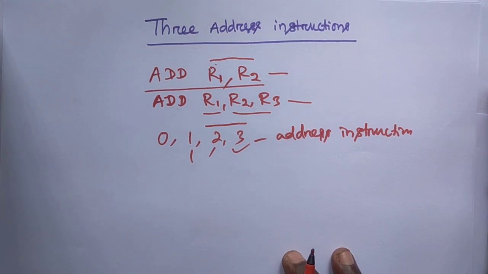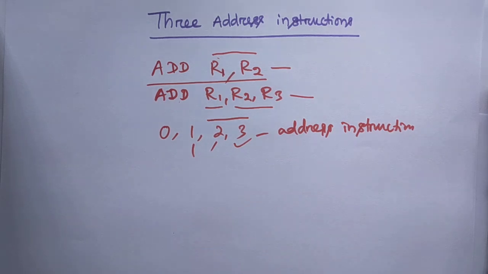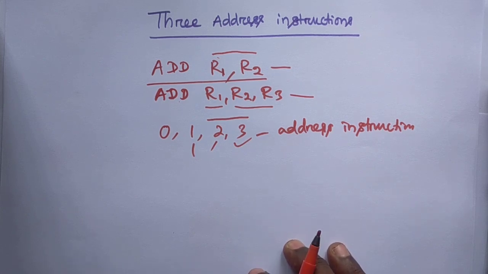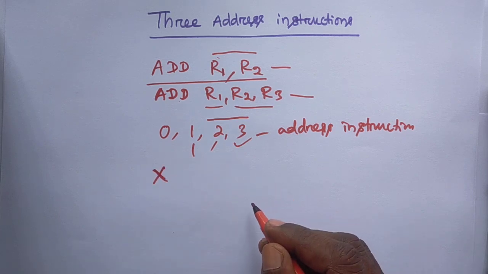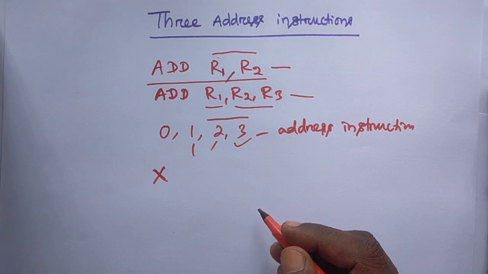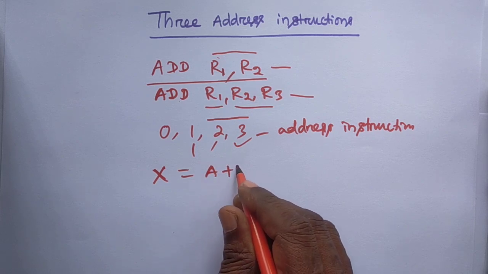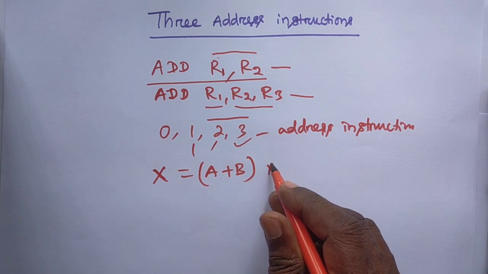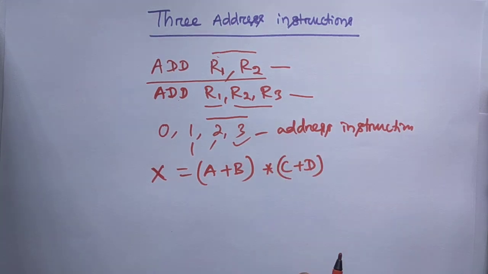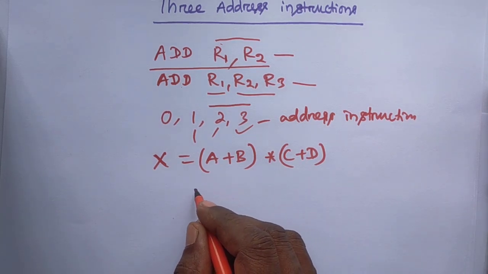Now we will start with three address instructions. Three address instructions require a minimum of three operands, which keep three data. Let us first consider one example, and after that we will discuss how it is defined through three address instructions. Let X is equal to A plus B into C plus D, a very simple example. Here you see how many operands there are.